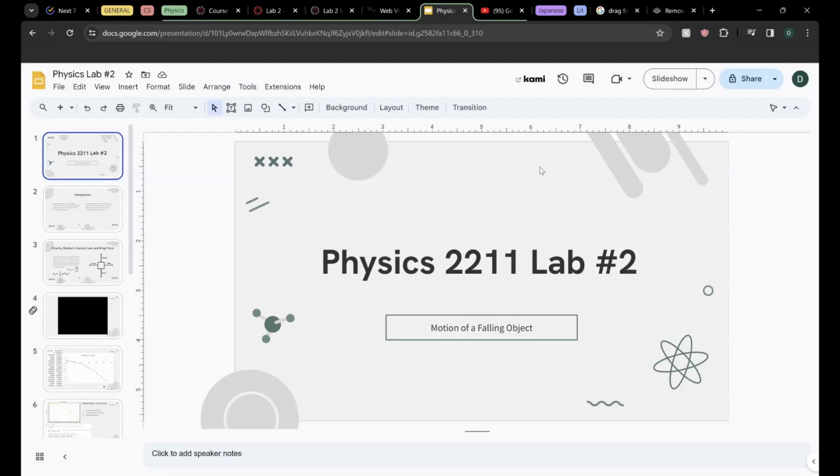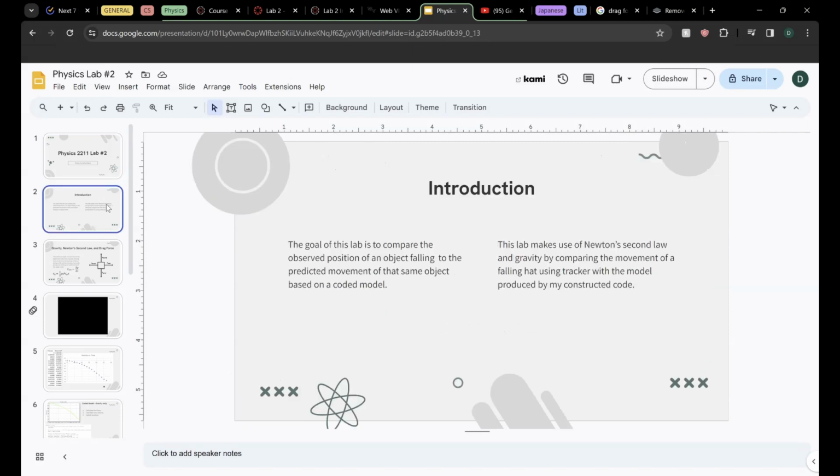Hello, my name is Dominic Finelli, and this is my presentation for Physics 2211, Lab Number 2, Motion of a Falling Object. So, introduction. The goal of this lab is to compare the observed position of an object falling to the predicted movement of that same object based on a coded model.